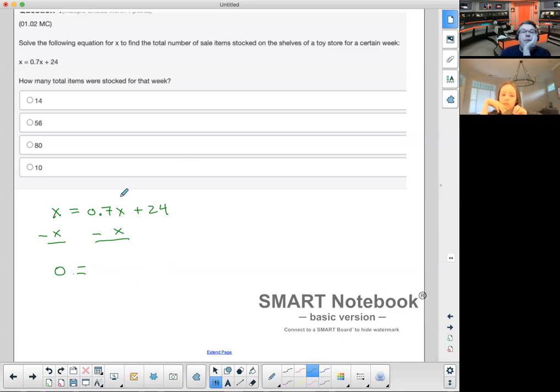Okay. And so now I have 0.7x minus, there's a 1 in front of here, right? Okay. And 0.7 minus 1 is actually negative 0.3x, plus 24. And again, the goal is to get your x's on one side and everything else on the other. So I'm going to move this 24 over to the left side.